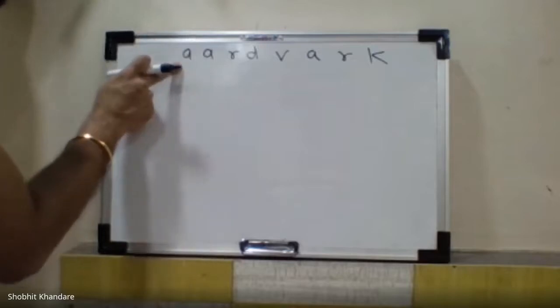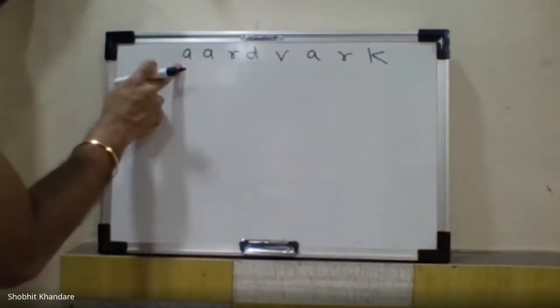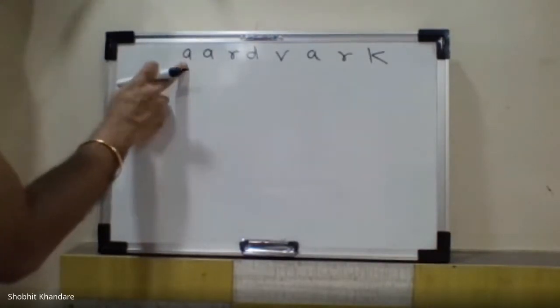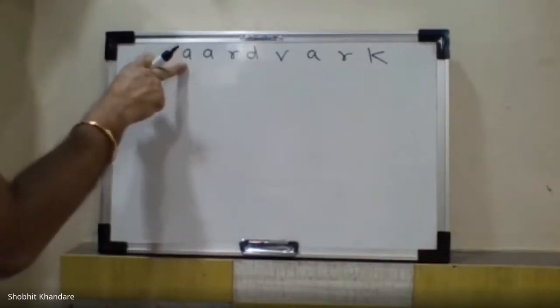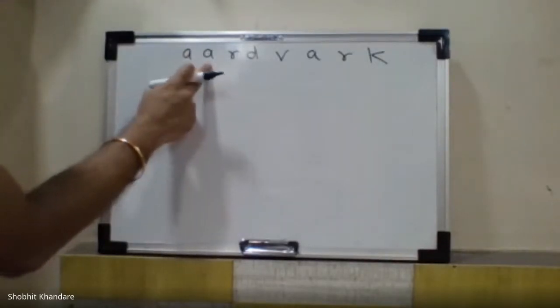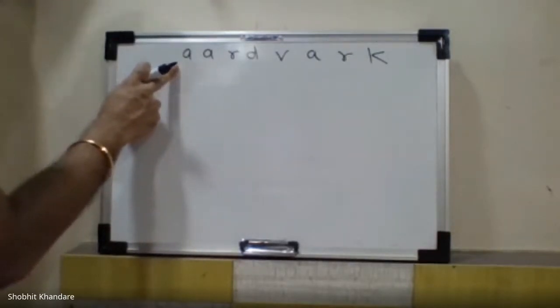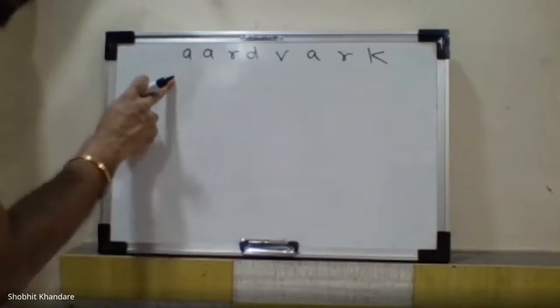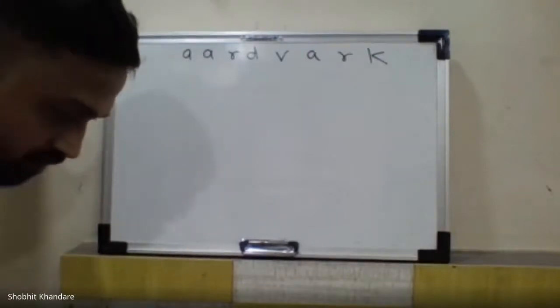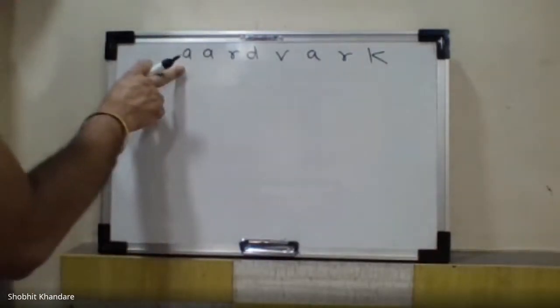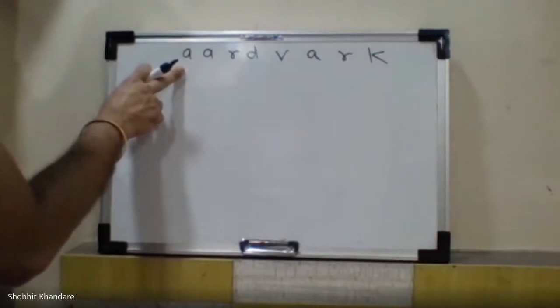We'll start from A. The second step is, if the symbol has come for the first time, then send the code for NYT followed by a fixed code. Now tell me whether A has come for the first time. Yes, it has come for the first time. This A has come for the second time. So for this A, which has come for the first time, what do we have to do? We have to send the code for NYT. What was the code for NYT?